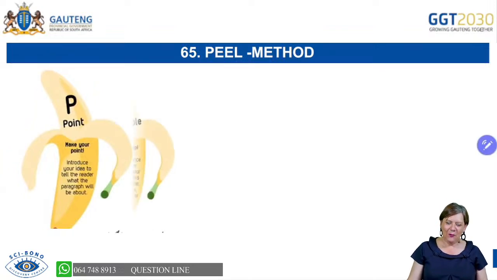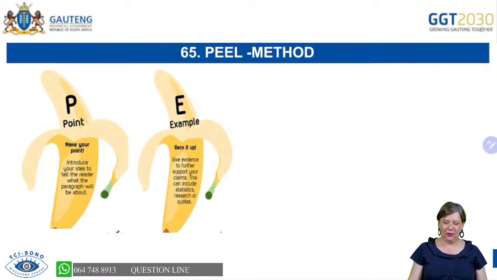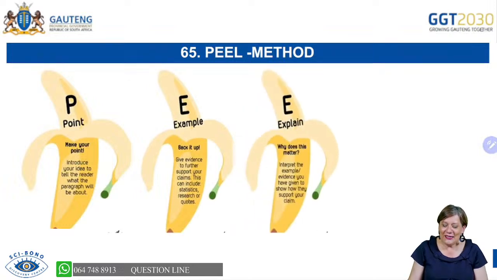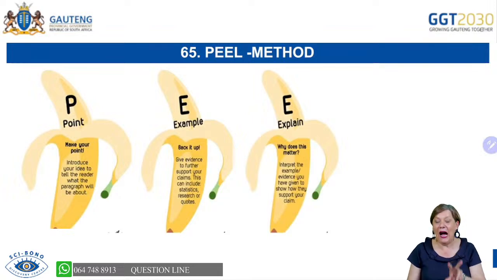Okay. Then we go on to give an example. This is really where you need to give it up. You need to show the reader that you know exactly what it means. And you need to explain yourself. Why is this important? Now you can see, you can either swap example or explain.